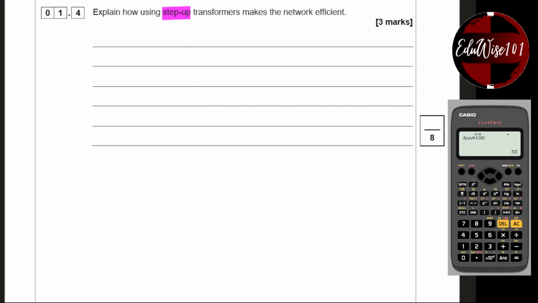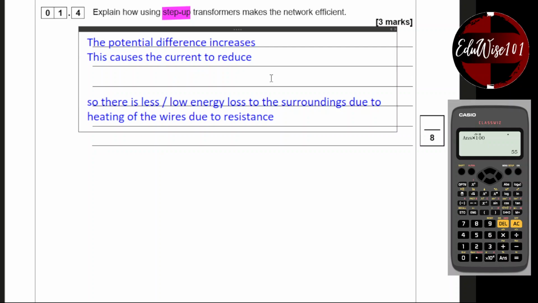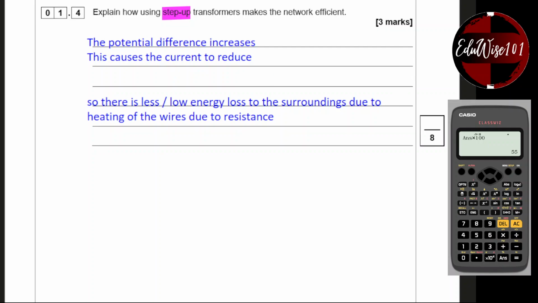So the answer is the potential difference increases because of the step-up transformer. This causes the current to reduce. So there is less energy loss to the surroundings due to heating of the wires due to resistance. And that should give you the 3 marks. Now I'll add a little bit of note for this.